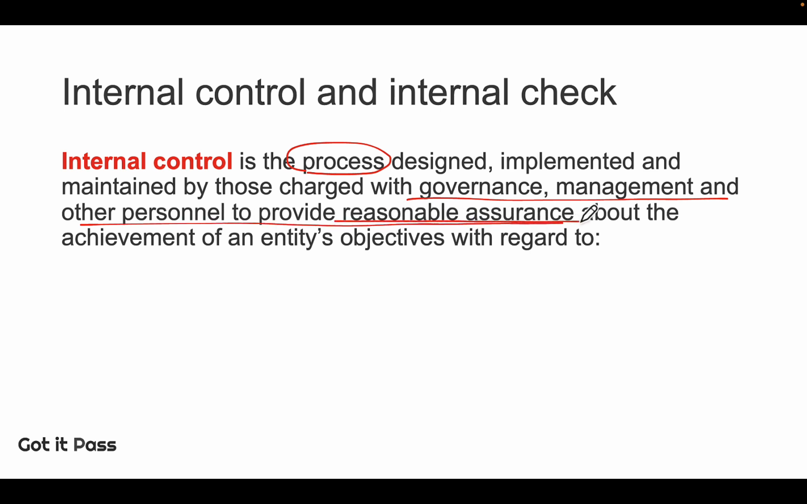Reasonable assurance. So here we have some key words or key concepts behind internal control. First, it is a process. And what is internal control for? It's for providing reasonable assurance. So we understand what is internal control. Basically, it is a process designed, implemented, and maintained by the management or by whatever to provide reasonable assurance. And about what? About the following areas.